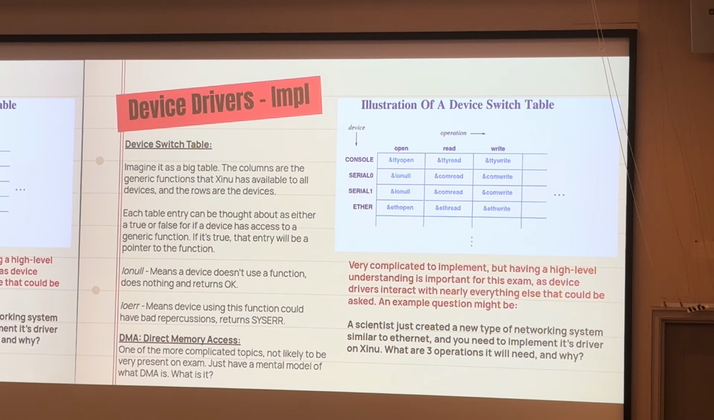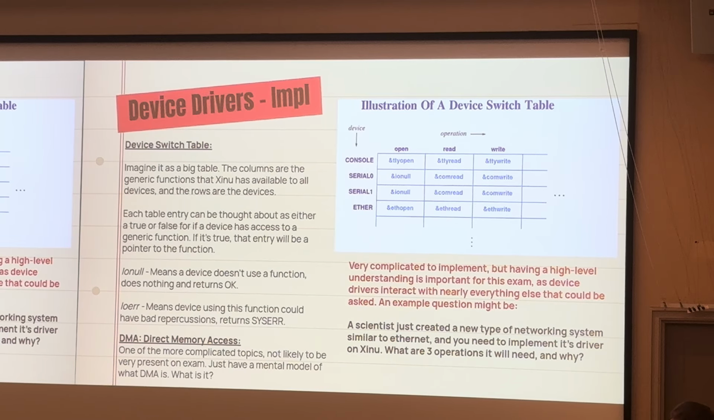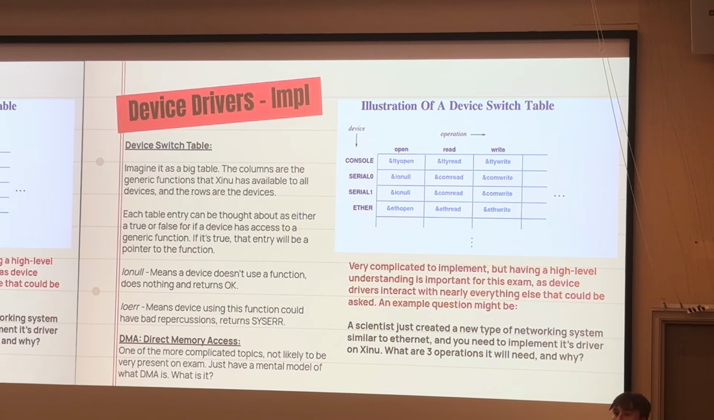And this is probably my favorite diagram just because it's so explanatory. It's an illustration of the device switch table, as we say. Here are your devices, here are your operations, and each device has something for every operation. It might not use the operation, or something might go wrong if you use it, which is what these are, IO null and IO error.